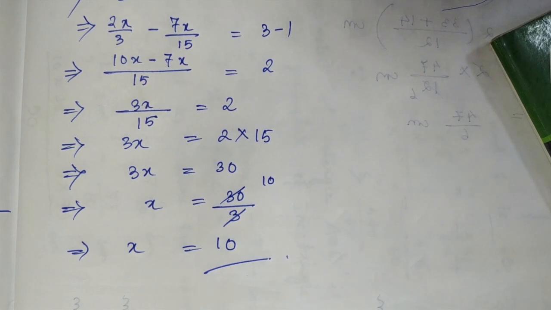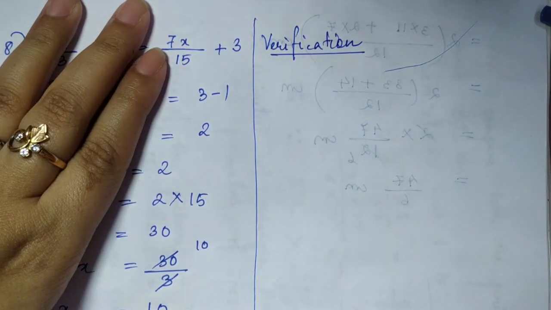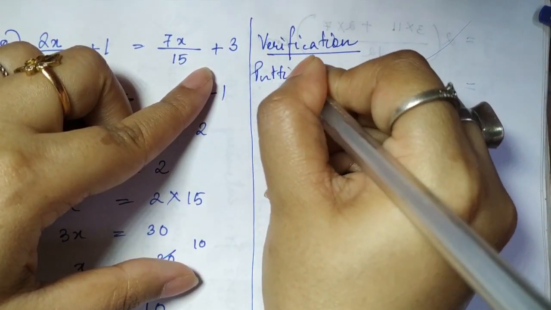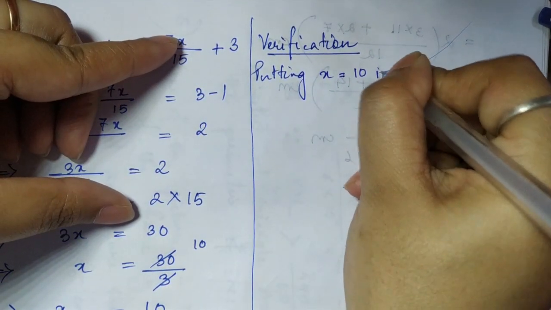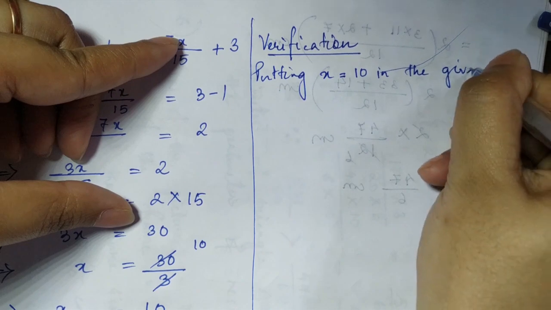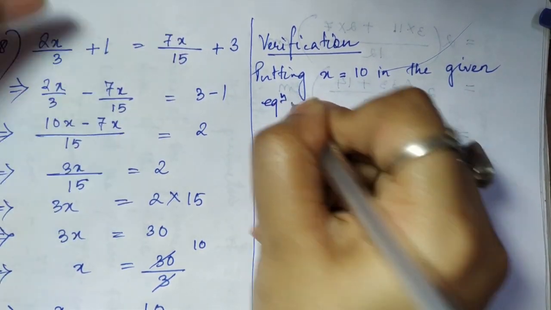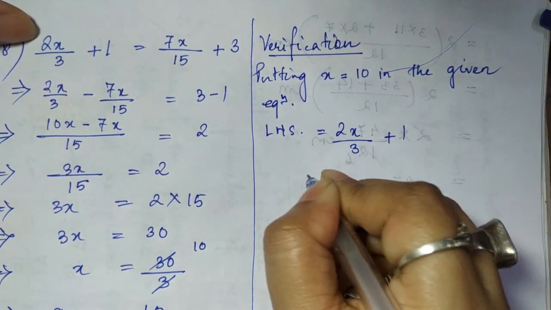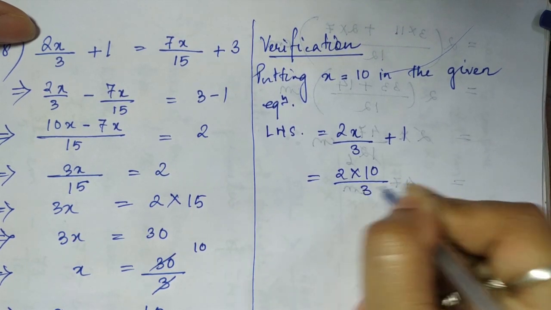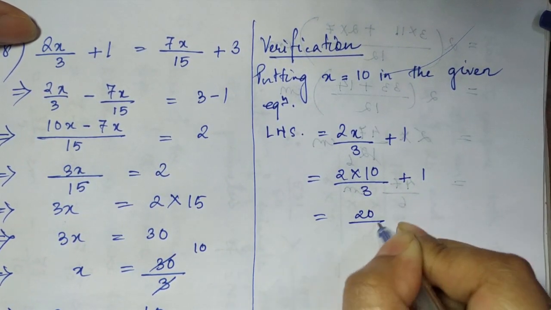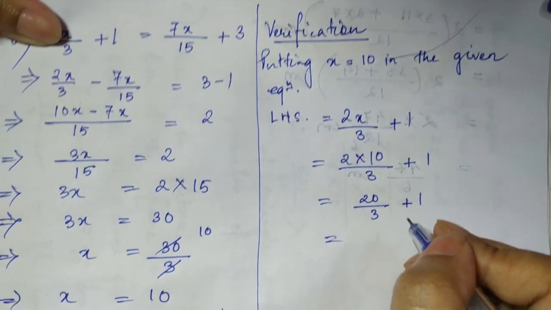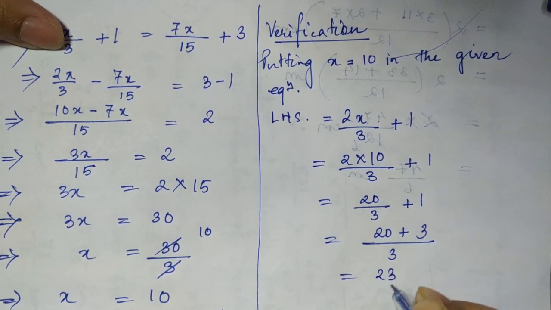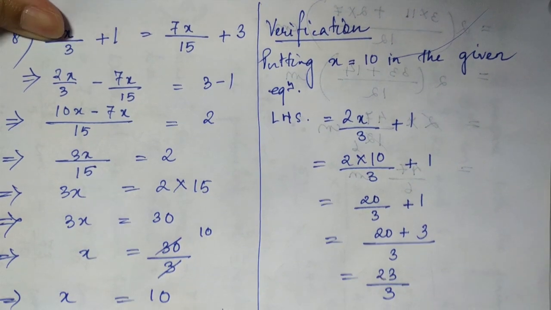Now for the second part, we have the verification. So let's do the verification now. I am making use of this part itself. What will I write? Putting x equal to 10, which I got, in the given equation. So what is my equation? Left hand side I have 2x by 3 plus 1. So what is the value of x? 10, right? 20 by 3 plus 1. If I take LCM 3, 20 plus 3. So 23 by 3 I got on the left hand side.